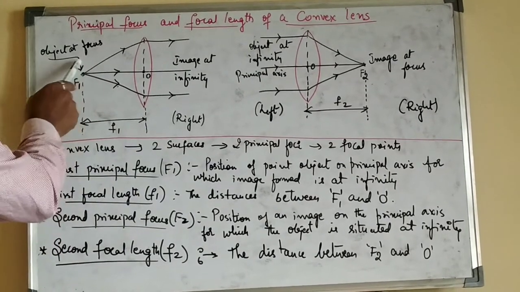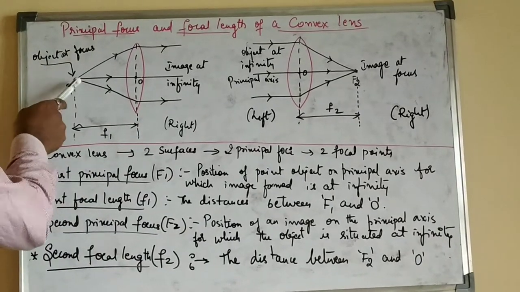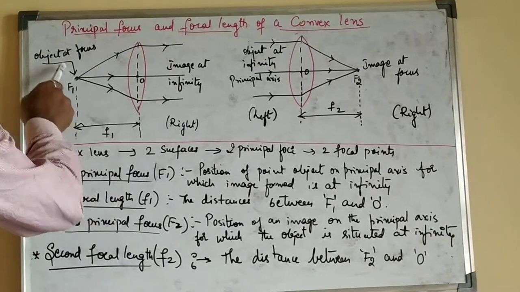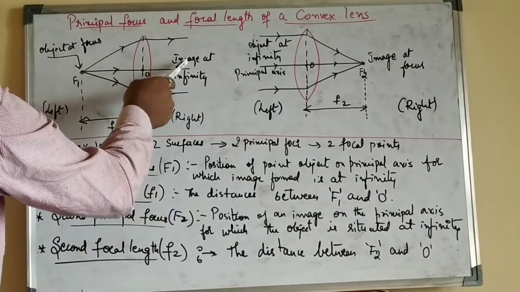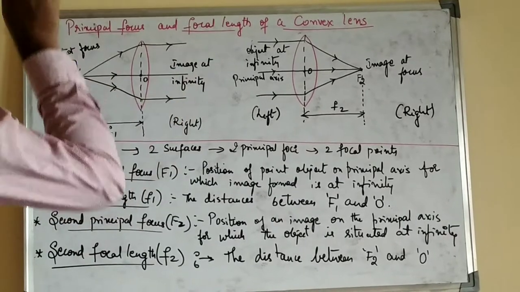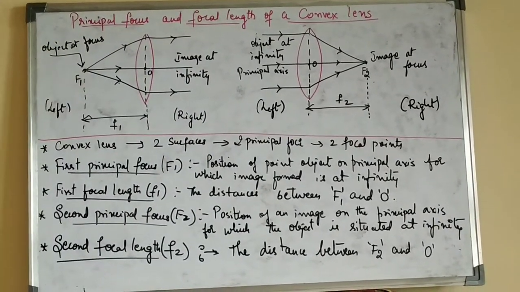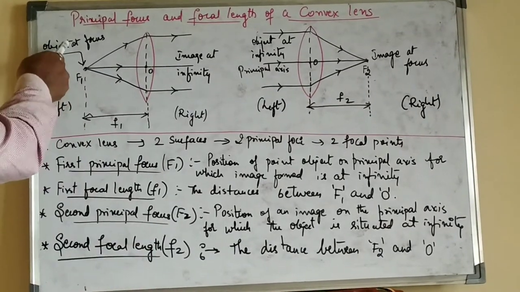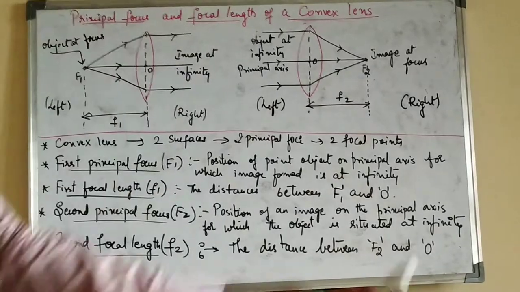I repeat, first principal focus F1 is defined as the point on the principal axis at which the object is placed, such that to the other side, that is to the right side, the image is formed at infinity. Then only it is called the first principal focus. Compulsorily, if the object is at first principal focus, to the right side the image should be at infinity.